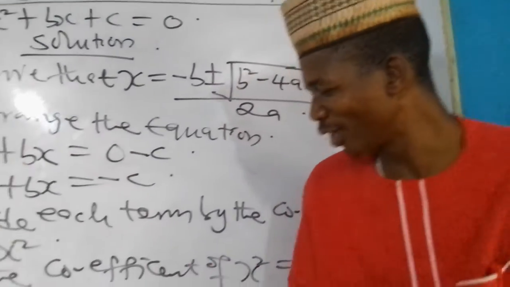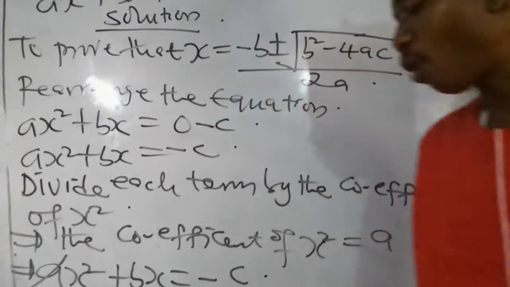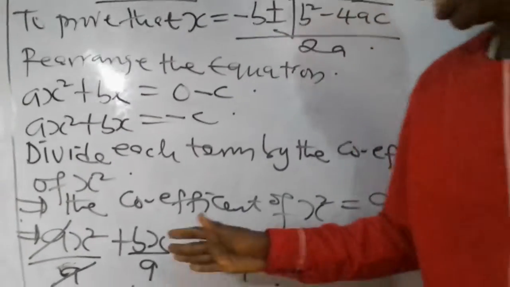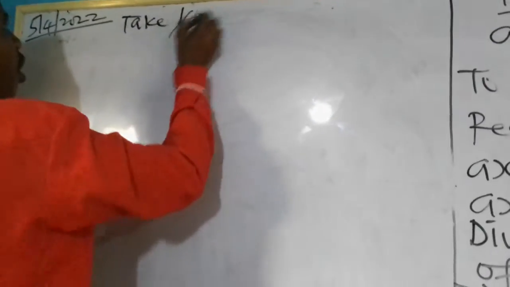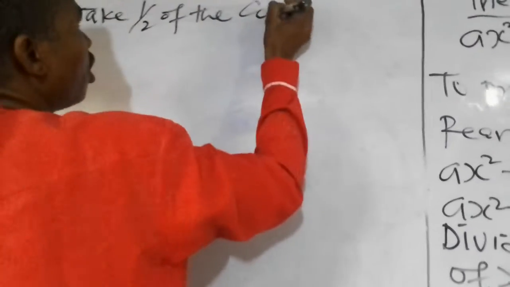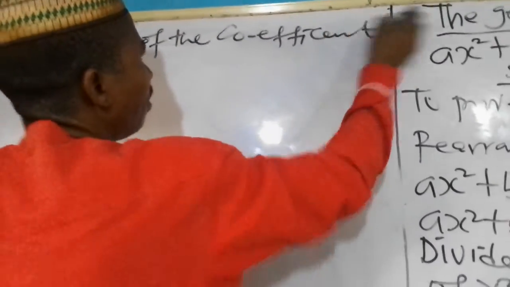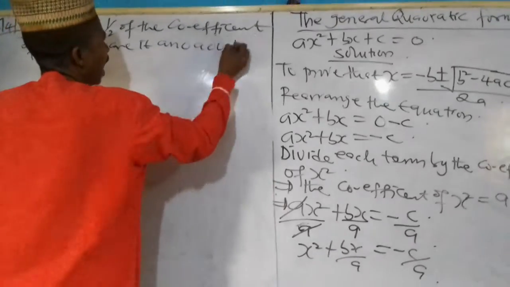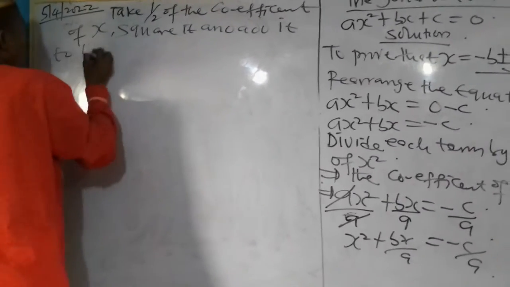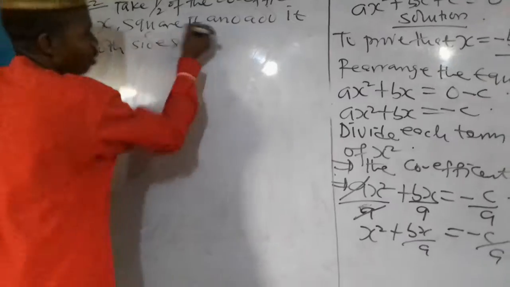That's what we want to do. We want to take half of the coefficient of x, square it, and add it to both sides. Take half of the coefficient of x, square it, and add it to both sides. That's what we want to do.